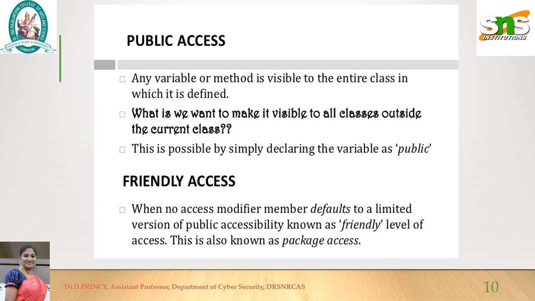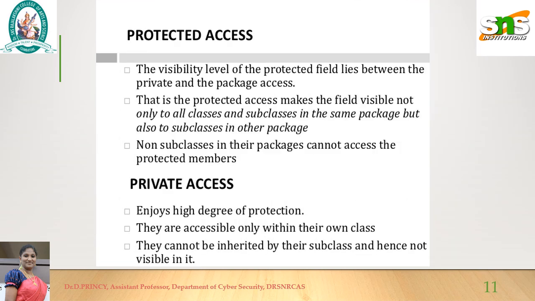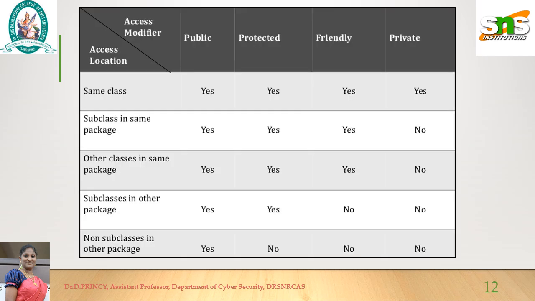Friendly access: when no access modifier is given, members default to a limited version of public accessibility known as friendly level. This is also known as package access. Protected access makes the fields visible not only to the classes and subclasses in the same package, but also to subclasses in other packages. Private access is not accessible outside the class; it is only accessible within its own class. So this is the overall view of the access specifiers.